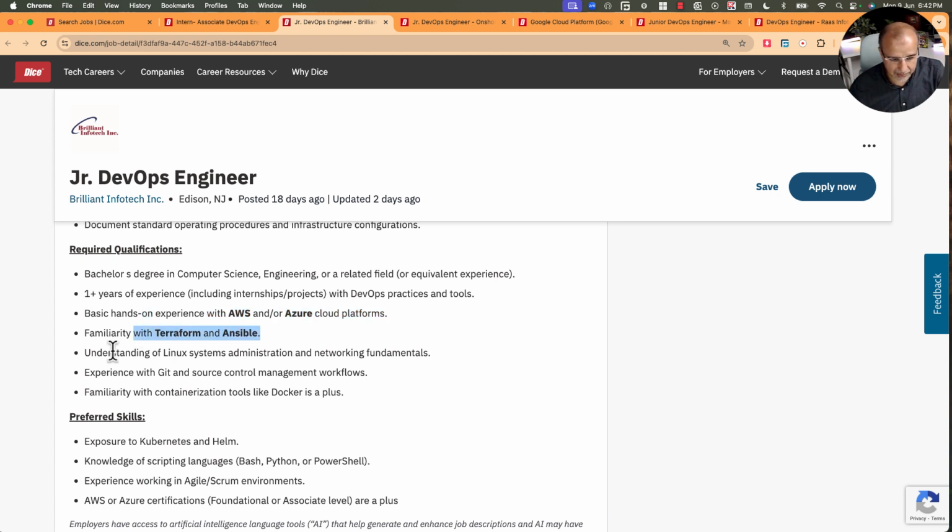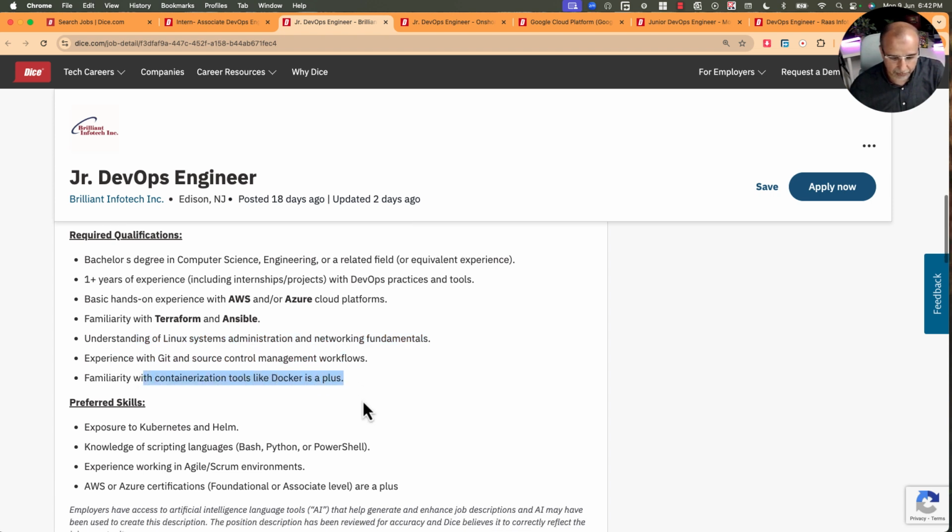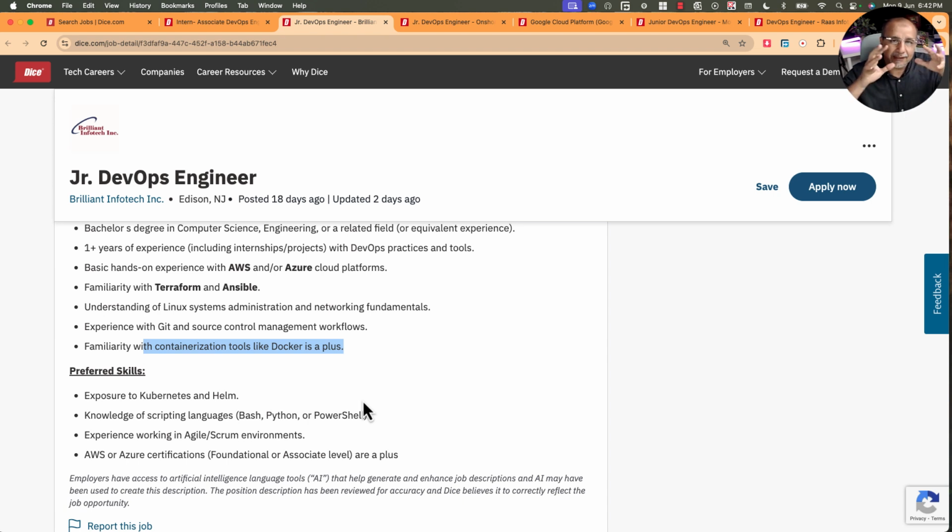Familiarity with Terraform and Ansible, understanding of Linux and networking fundamentals, experience with Git and source control management, familiarity with containerization like Docker is a plus. Now, they are not expecting you to know the world and the depth of each one of these, but they expect you to know about them either at an understanding level or familiarity level, or you have played with them and you did some projects with them.